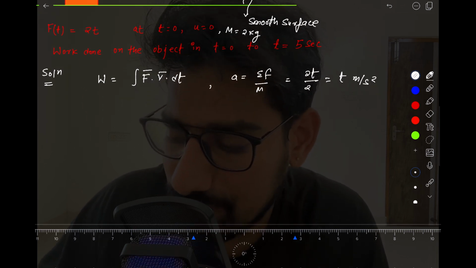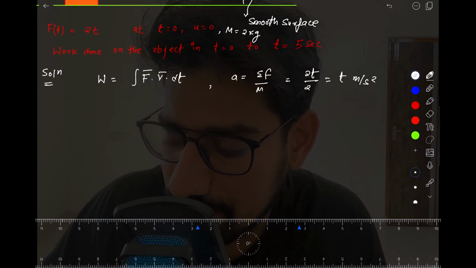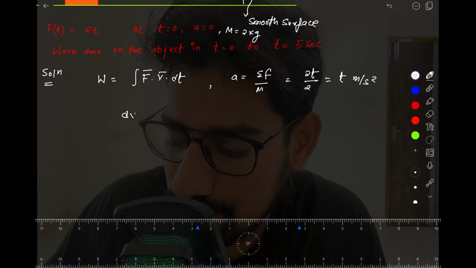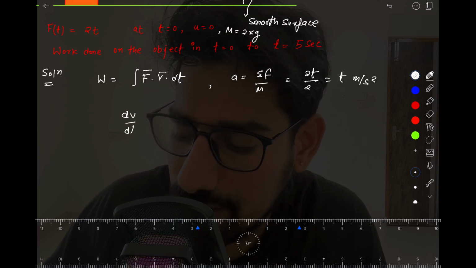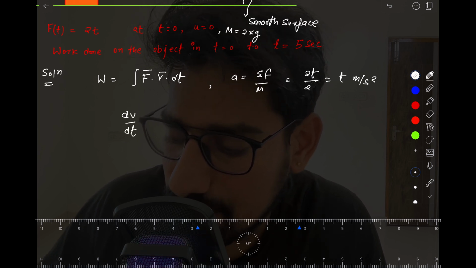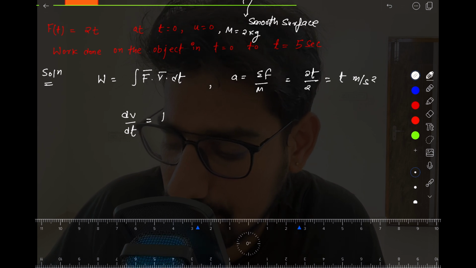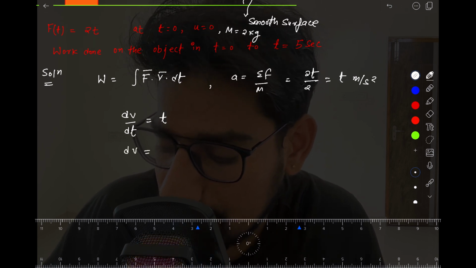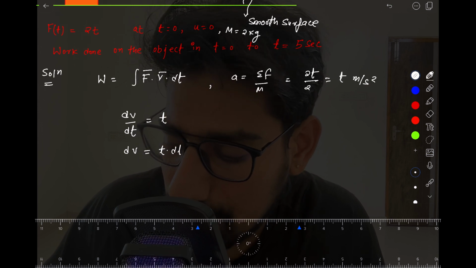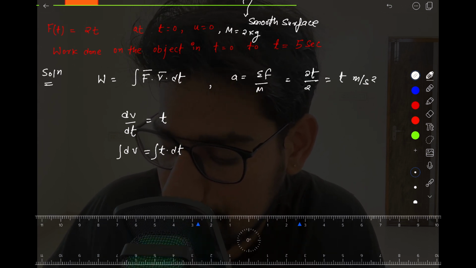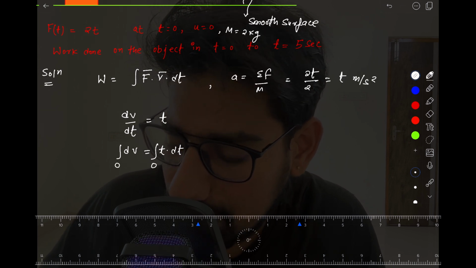So the acceleration function is given, and we know acceleration is basically dv by dt, right? So dv by dt is t. Then I can say dv equals t dt. Now integrate. We know at t equals 0, the velocity is 0, and at time t, let's suppose the velocity is v.